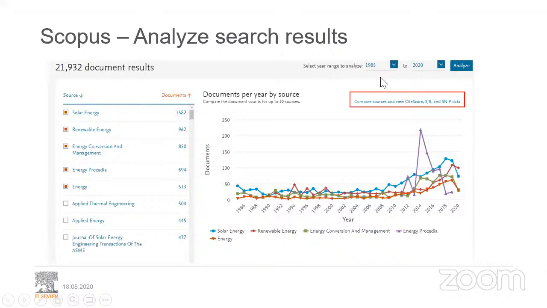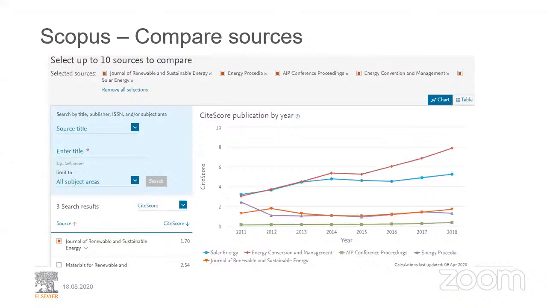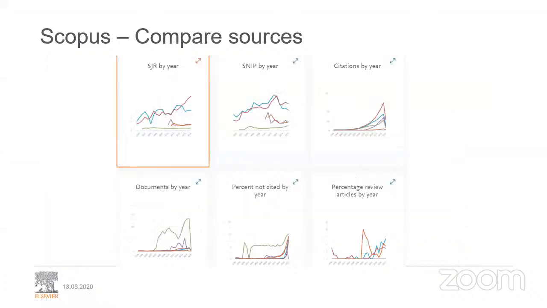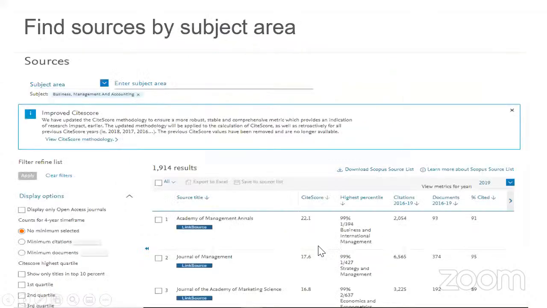I can also click on Compare Sources, CiteScore, SJR, and SNIP. And I could do a comparison by the research metrics. The CiteScore is the research metric where quartiles are based on. And I could do a comparison for the different metrics for the journals as well.